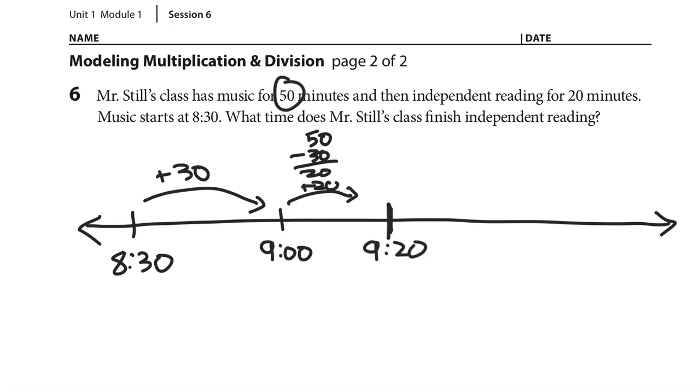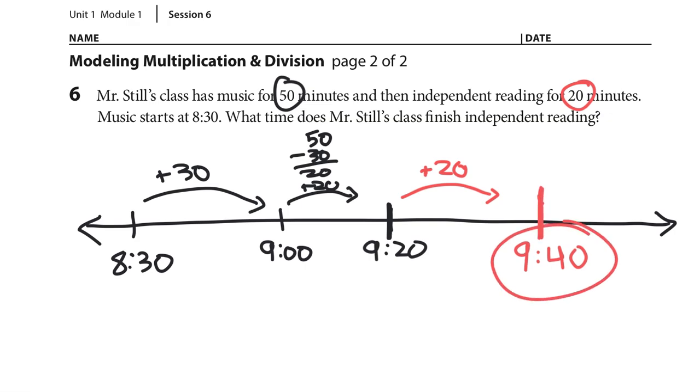And then this right here is when independent reading starts at 9:20, because our 50 minutes is over. Music is done. 30 plus 20 is 50. Music is over. And then it says that we have to do independent reading for 20 minutes. Well, if I go 20 minutes into the future, add 20, what time do I get? Start at 9:20, go 20 more minutes. You should add 20 plus 20, and you will get 9:40. This is a multi-step problem, so this is when you would finish your reading at 9:40, okay?